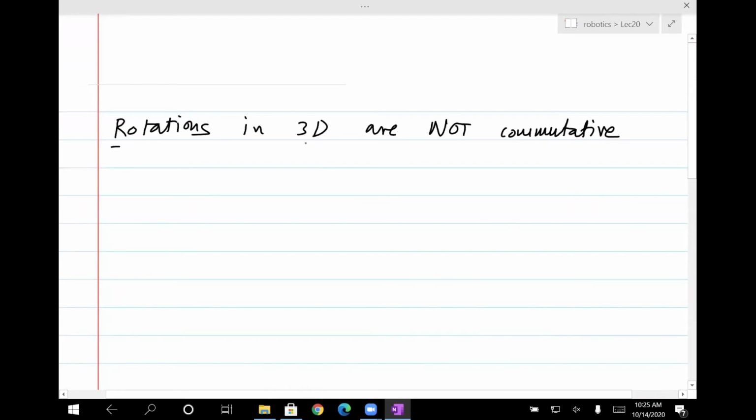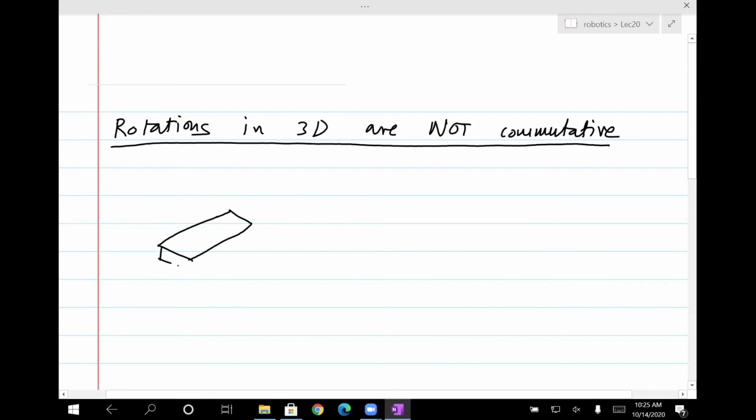Okay, I'll just show it to you. You can do the same thing by calculations, but I think it's more illustrative if you actually see this with an example. So let's take an object and I'm going to show it like so. So it has distinct dimensions.